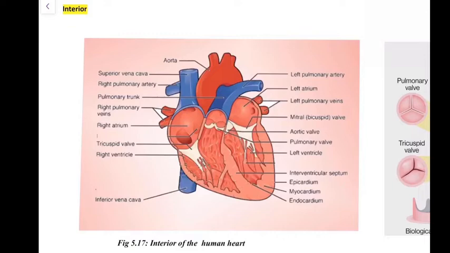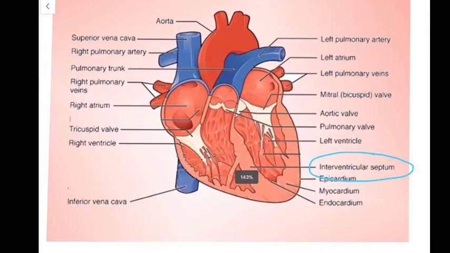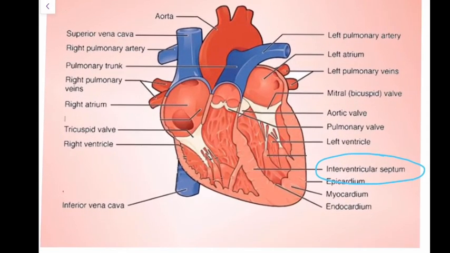Now the interior of the heart. So the heart is a very muscular organ. It is roughly conical in shape, situated in the chest in between the lungs, a little bit towards the left side. And the heart is mainly divided into a right side and a left side by this interventricular septum. So here we have the right side and then the left side.